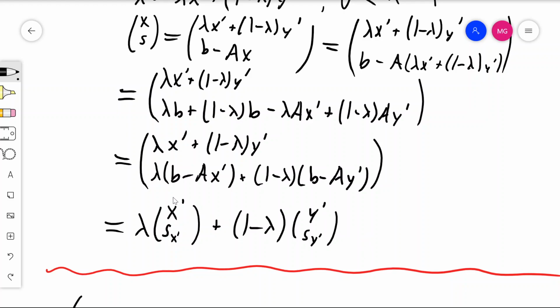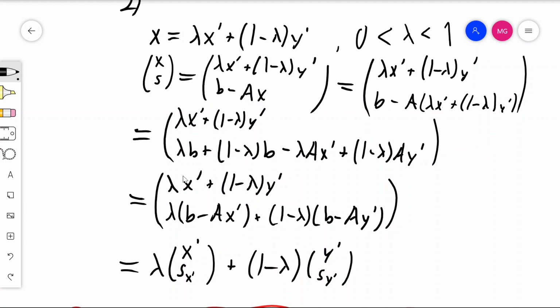And we know that x prime and y prime were feasible for the original. So then x prime, sx prime and y prime, sy prime are feasible for the standard equality form. And since these are feasible, and it's a linear combination of those given by lambda plus 1 minus lambda for those parts, that means that xs, we just did this computation, equals this. So it can be written as being strictly in between x prime, sx prime and y prime, sy prime. And so that means that xs is not extreme.